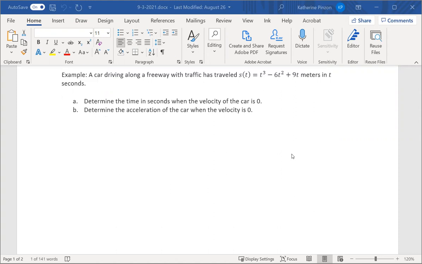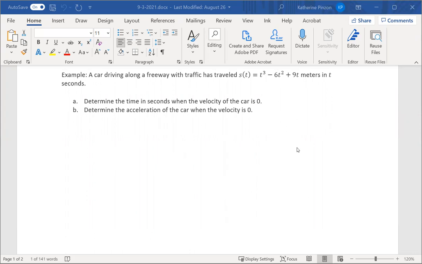So what we're going to do is just do a couple of examples, and then I'll take your questions from homework. So this one says a car driving along a freeway with traffic has traveled S of t equals t cubed minus 6t squared plus 9t meters in t seconds. So that's the position of the car. It says determine the time in seconds when the velocity of the car is 0 and determine the acceleration of the car when the velocity is 0.